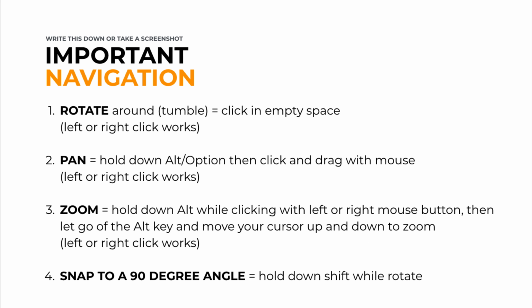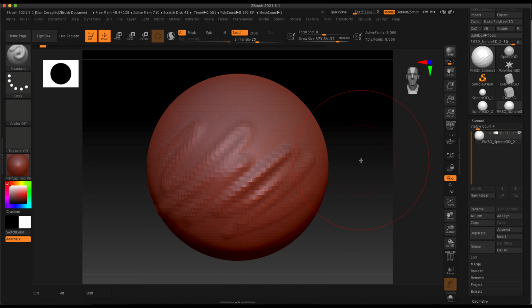And then zoom is probably the most complicated. So you're going to have to hold down Alt while clicking. Then while you're still clicking, you let go of the Alt key and move your cursor up and down, and it zooms in and out. So let me give you an idea of how that looks. So I'm going to just click in empty space.